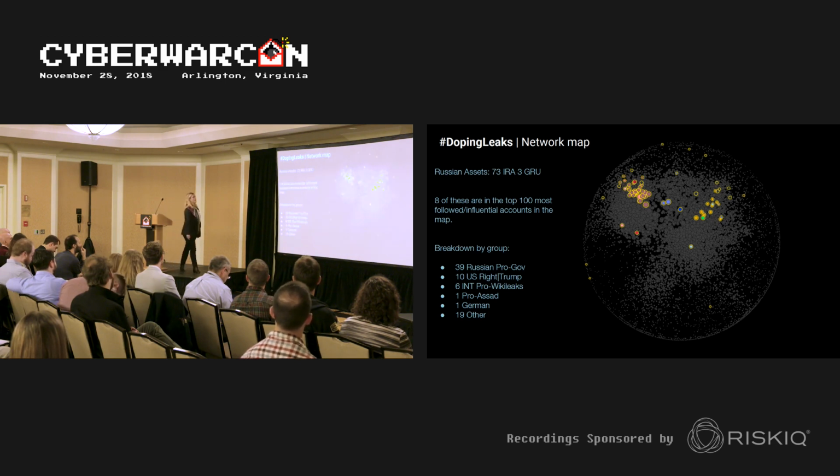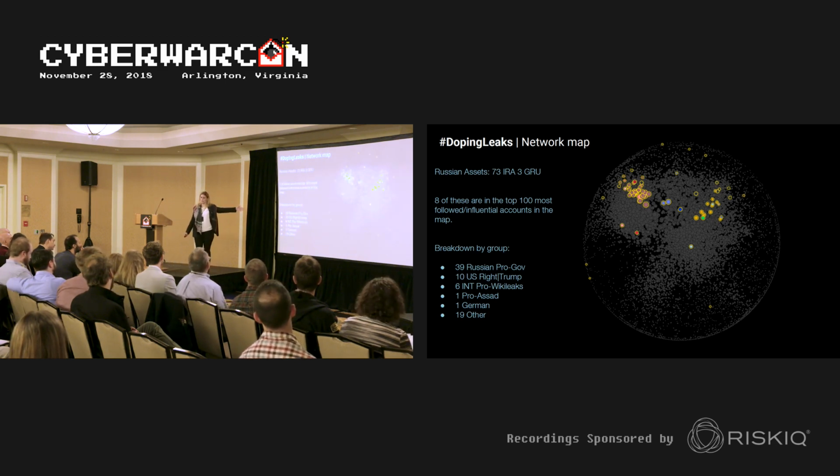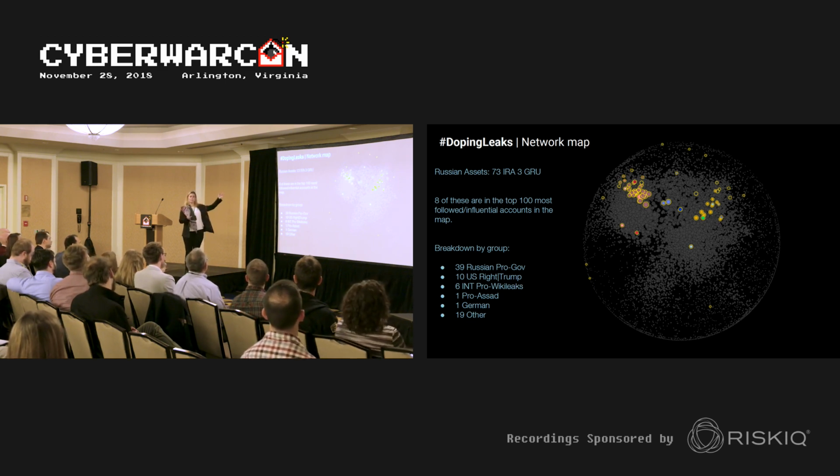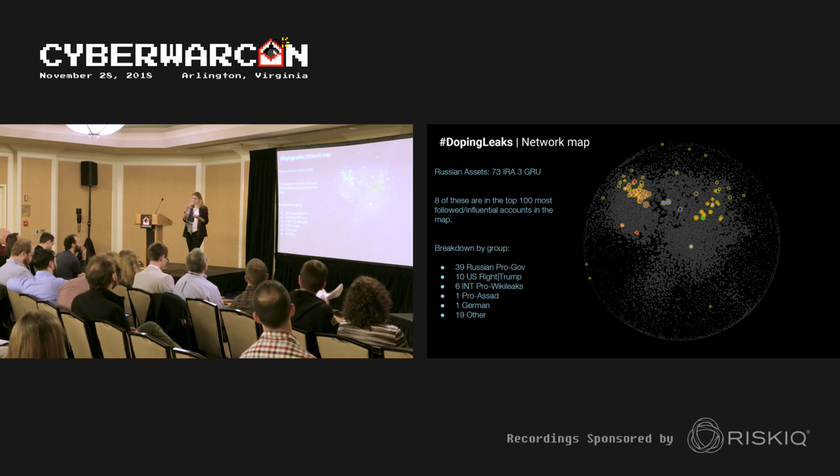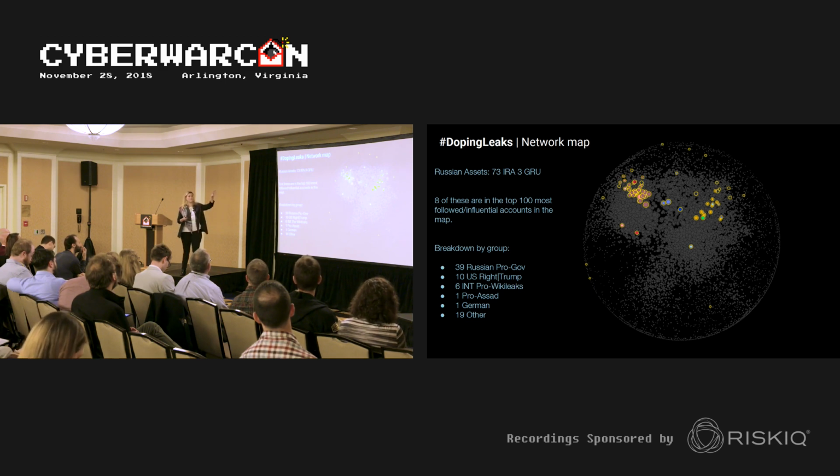Now, remember the IRA and the GRU assets, right? Those that we know have been attributed, we're able to see where they were in the dissemination. And so this is the 73 IRA accounts who heavily participated in promoting and disseminating doping leaks, along with 3 GRU accounts, and they're still very central in the network that is disseminating these false leaks, right? They have not succeeded in passing the baton. They're still front and center, organizing the party of people who are disseminating these leaks.